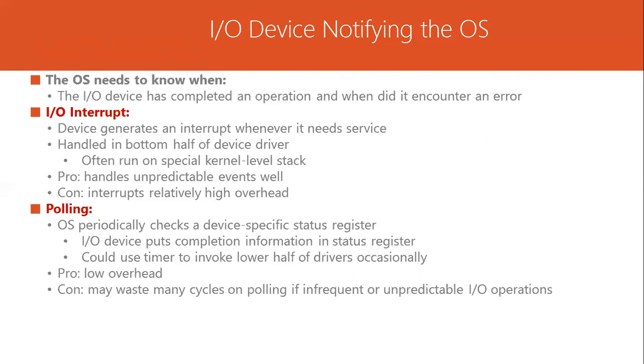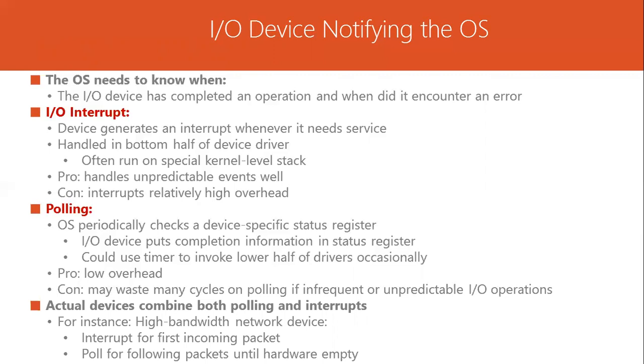Interrupts are great for working with unpredictable devices, and you never waste time on polling. So in short, if the device uses an interrupt to notify the processor of an event, this type of IO is known as interrupt driven. And if the device has a status register that the software must periodically check, this type of IO is said to be based on the polling method.